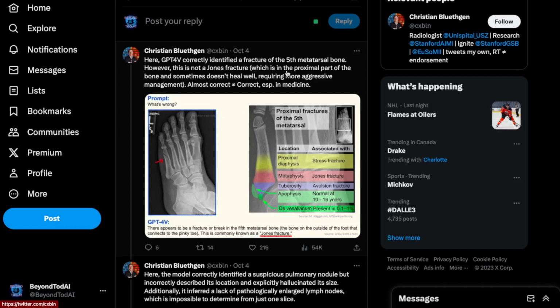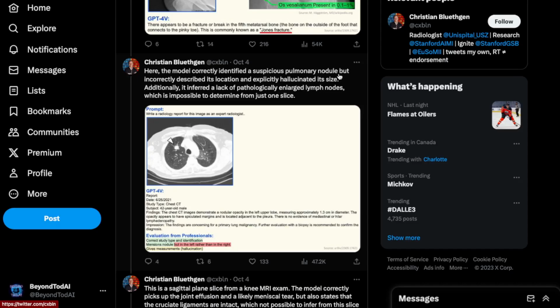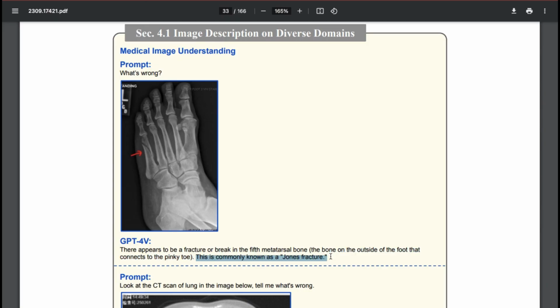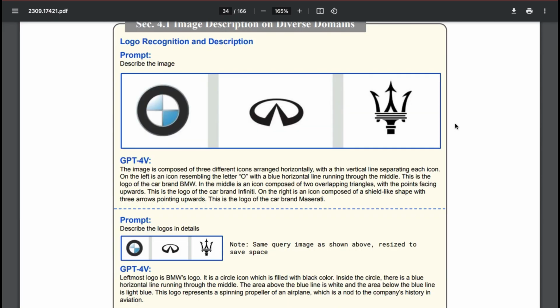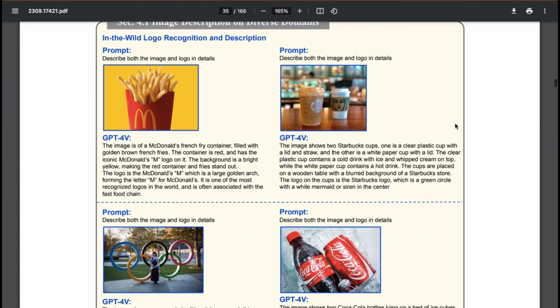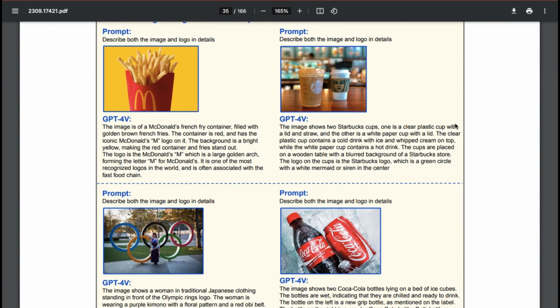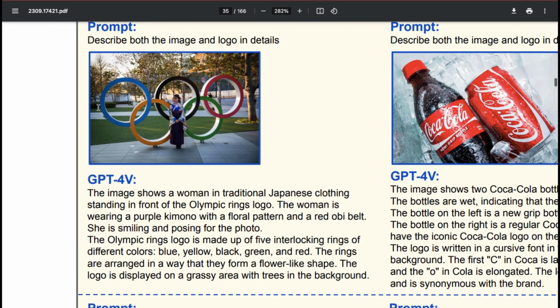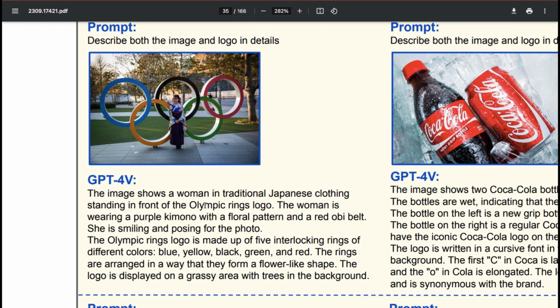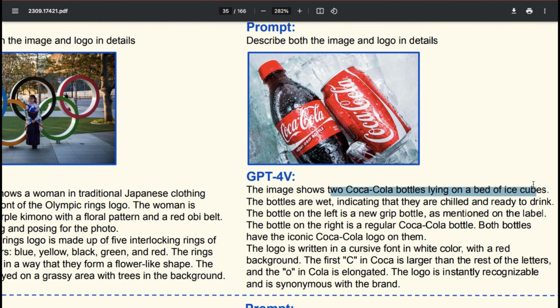He's saying this is not a Jones fracture, which is in the proximal part of the bone. Almost correct is not correct. So I guess we have more insights from Christian compared to the paper here. Jones fracture is wrong. We also have logo examples. Describe both the image and logo in detail. So you have the Olympic logo rings, a woman standing in front of it, wearing a kimono. Here's a Coca-Cola bottle lying in a bed of ice cubes.